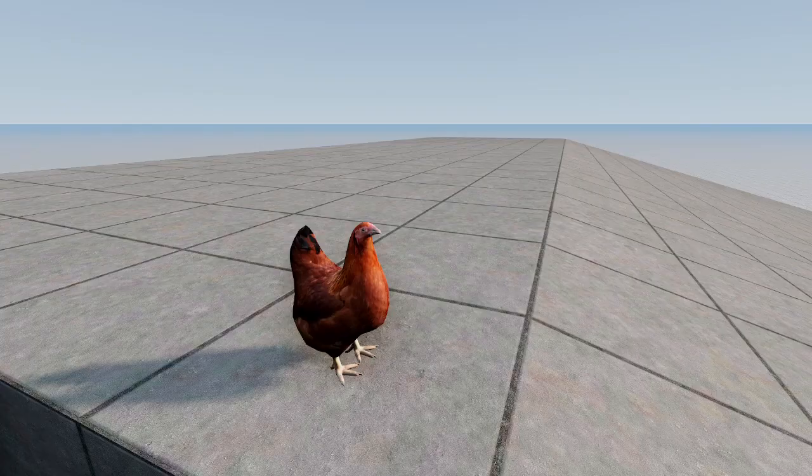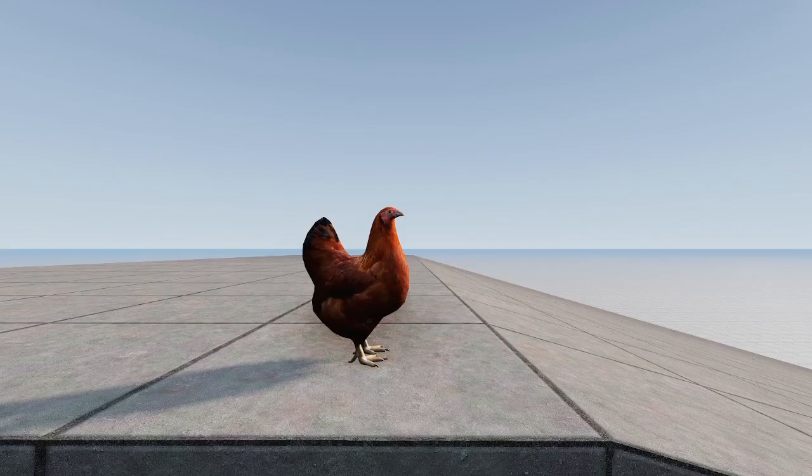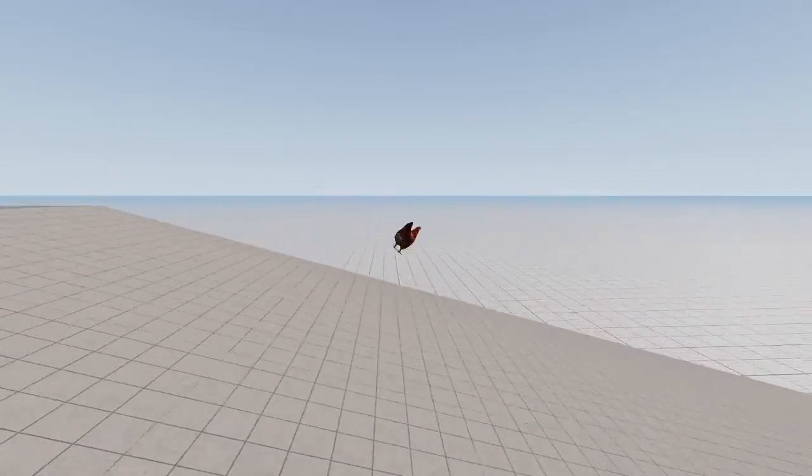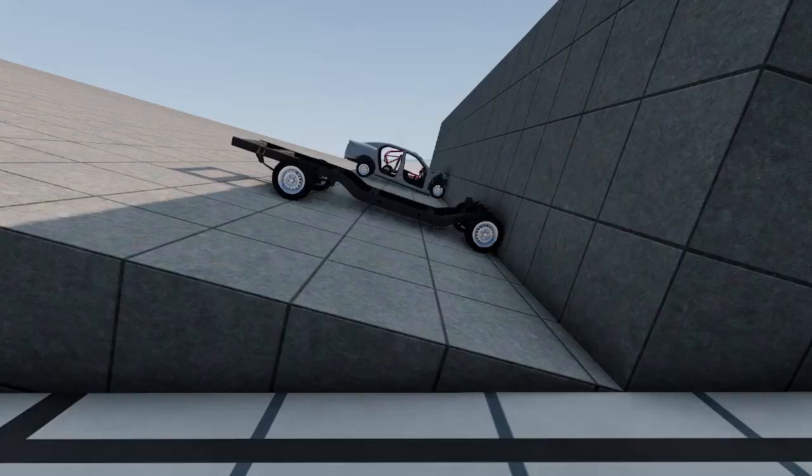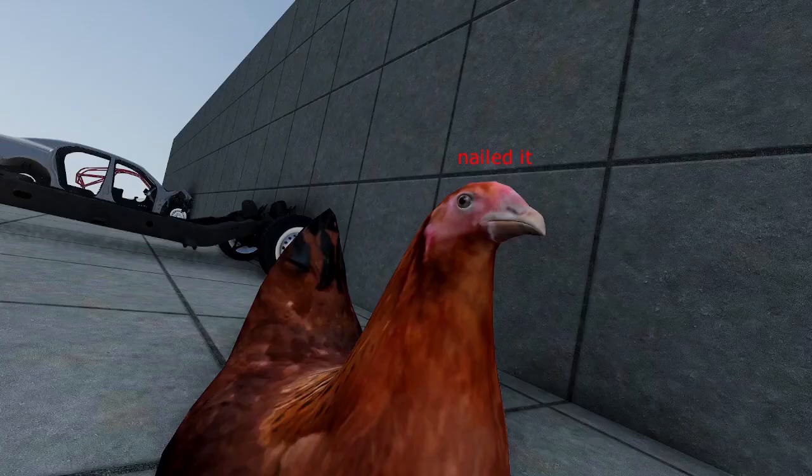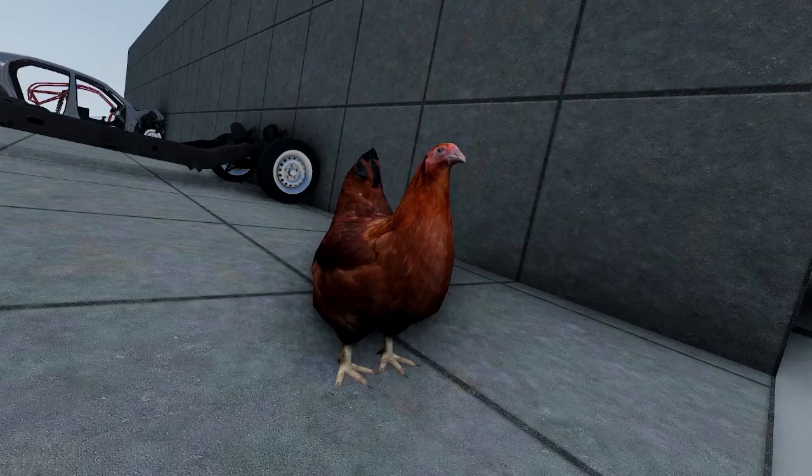Oh crap, I should have put dummies in the vehicles. Oh well. By the way, have you ever wondered if chickens could fly? Nailed it. Okay, moving on.